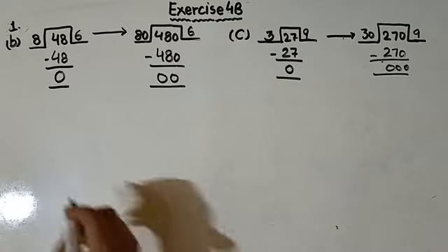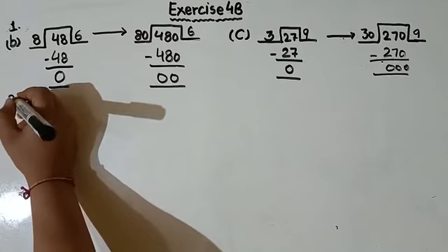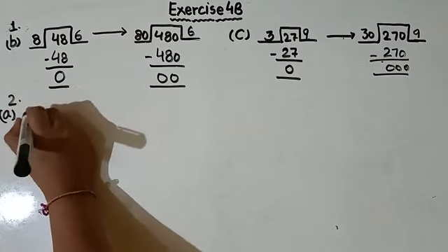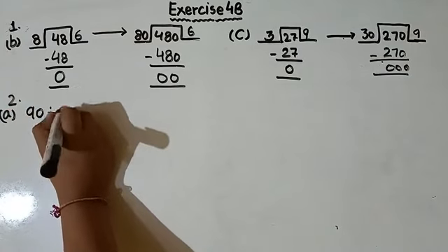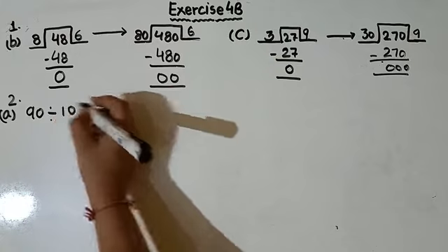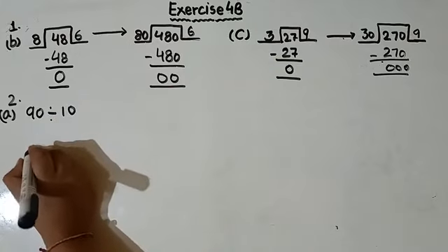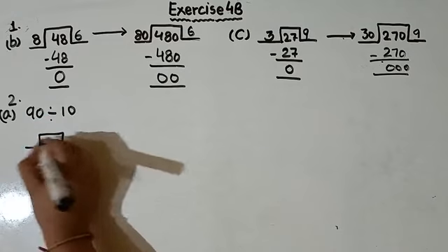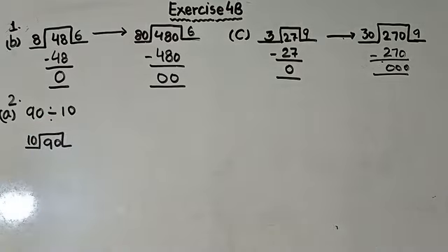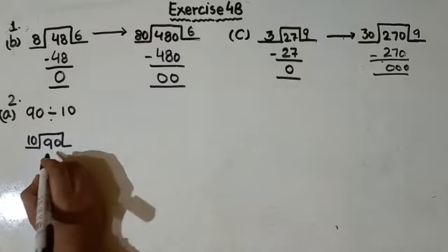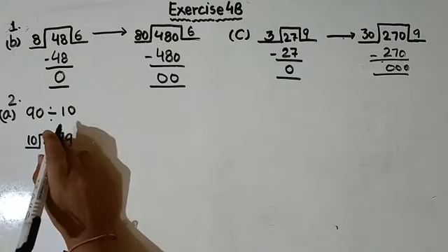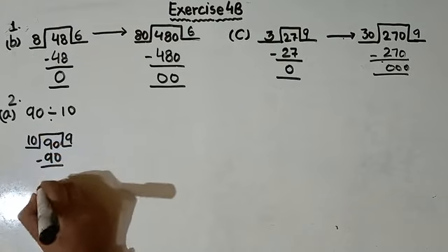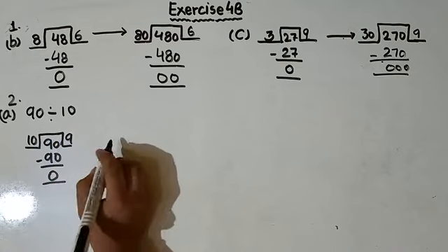Now come to question number 2. That is, find the quotient. A part, 90 divided by 10. See, this is so simple. 90 is the dividend and 10 is the divisor in this. Now see, we know that 10 nines are 90. So here we have no remainder. 90 minus 90 is 0.